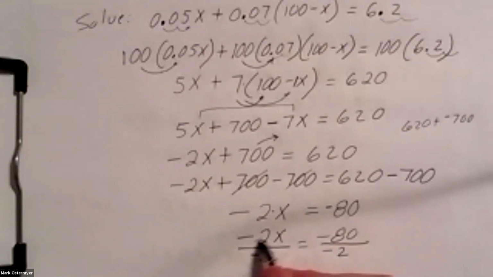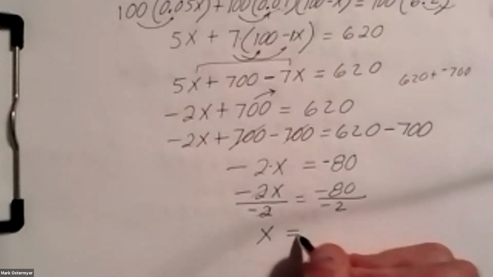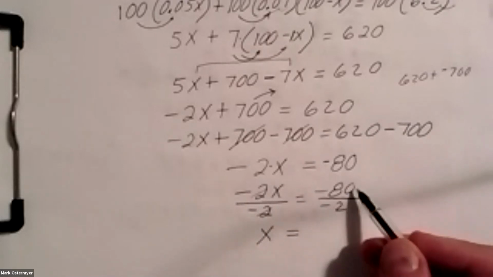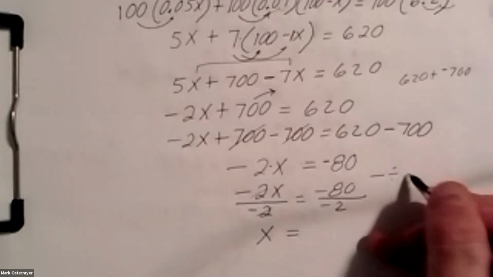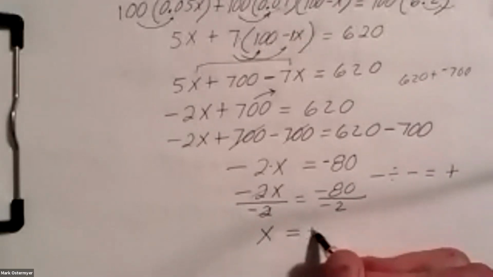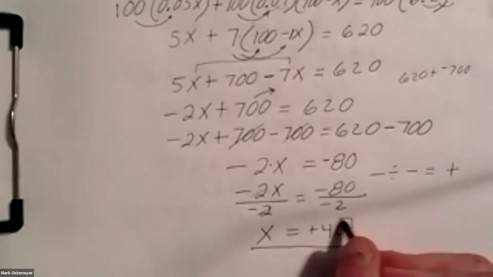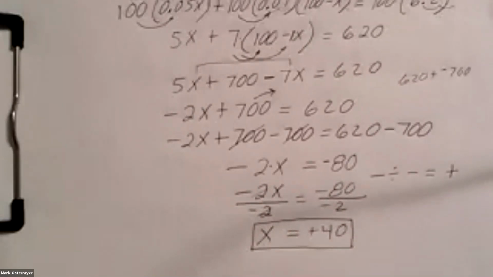Negative 2x divided by -2 on the left side reduces down to just a 1x or just an x. And a negative 80 divided by -2. What's a negative divided by a negative? Positive. Always a positive. So this will be positive what? 2 divides into 80 what? 40 times, I believe? Mm-hmm. You got your solution. X equals 40.